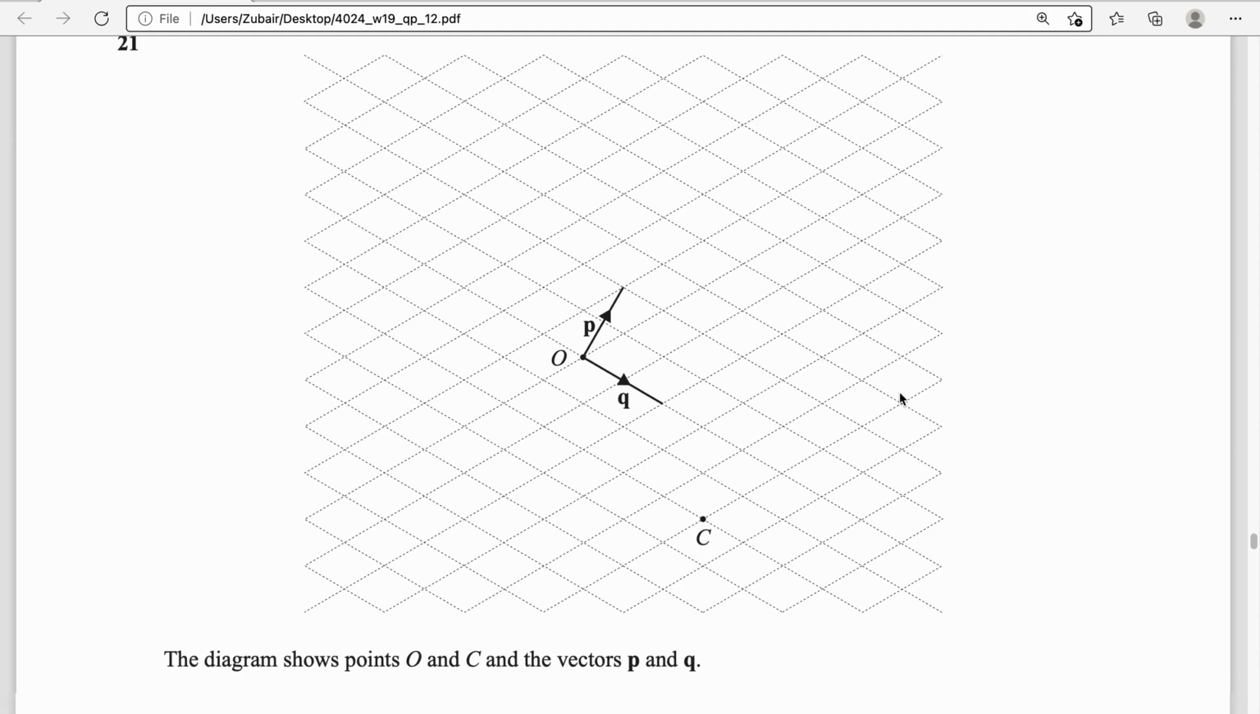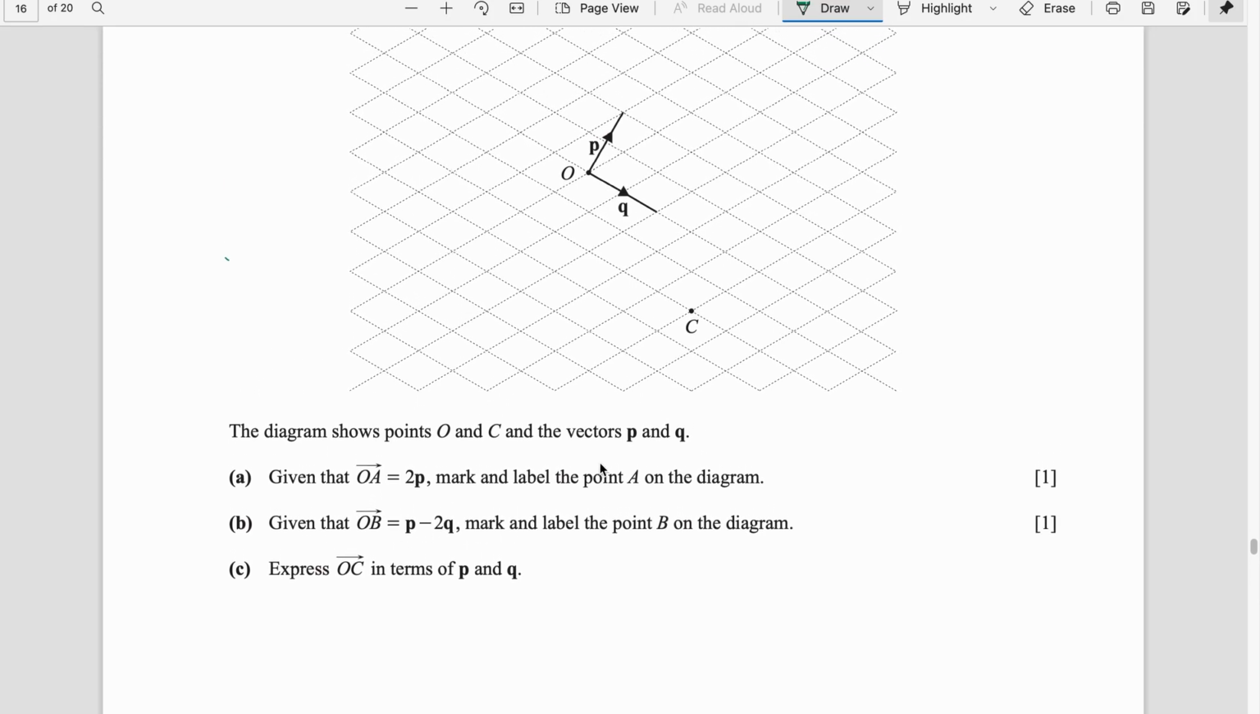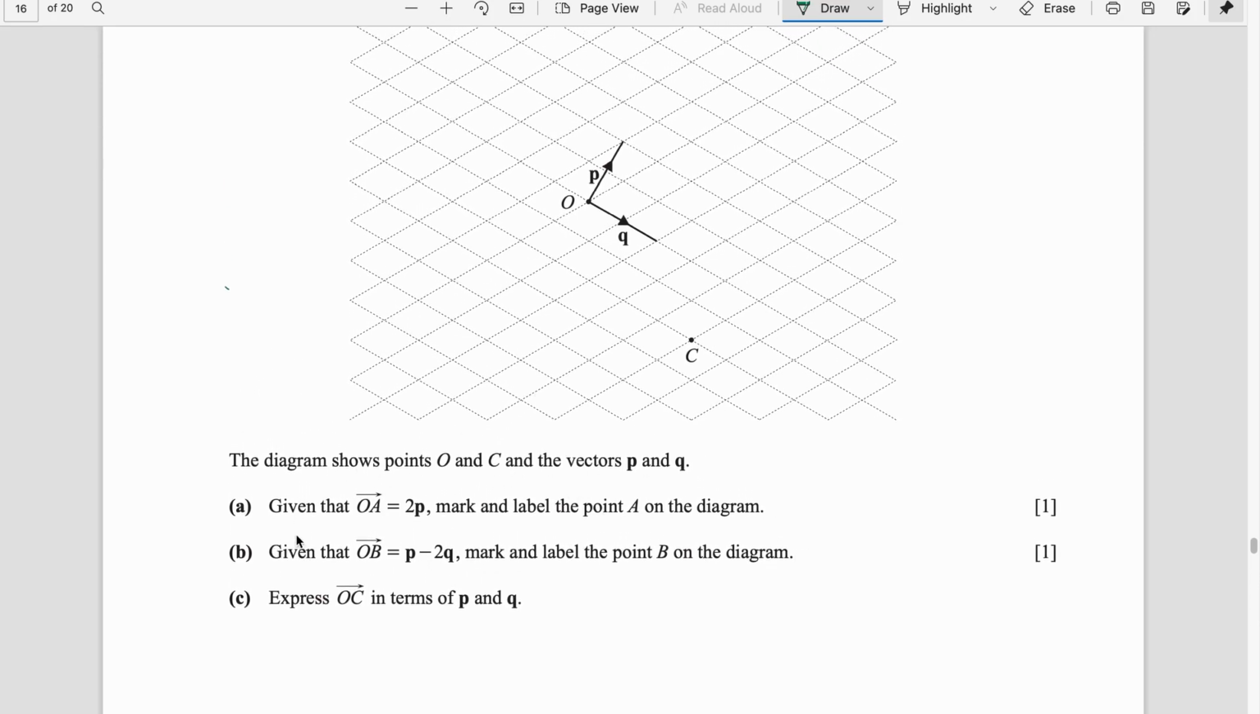Number 21, vectors. The diagram shows points O and C and the vectors P and Q. Given that OA is 2P, mark and label point A on the diagram. So O is already given, this is 1P, and then draw another vector. So we can say this is OA, which is equal to 2P. OB is P minus 2Q. So from O, P minus 2Q. P is already drawn. For Q, negative 2Q. One negative, second negative. So this is point B, where it makes P minus 2Q.